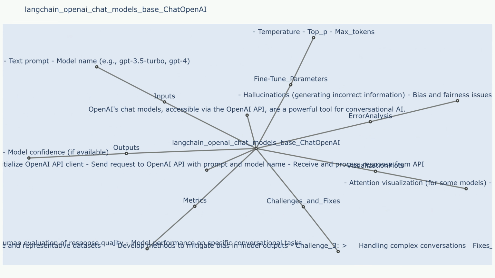Provide the model with additional context or background information to improve its accuracy. Use a fact-checking tool to verify the model's responses. Challenge 2: the model may generate responses that are repetitive or lack creativity.